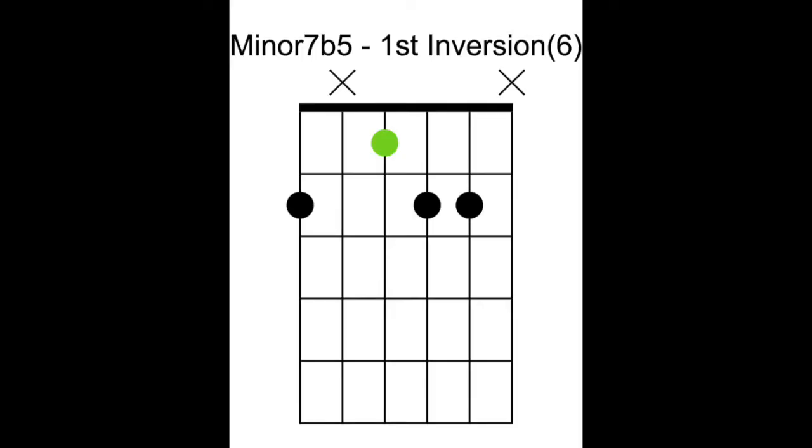Once again, I like to look at it from the minor 7 and just go, okay, all I got to do is flat the 5, right? So now I just take the C natural and drop it down to a C flat and end up with that shape, okay? So now we've got root position, we've got first inversion, and now we're going to move to second inversion.